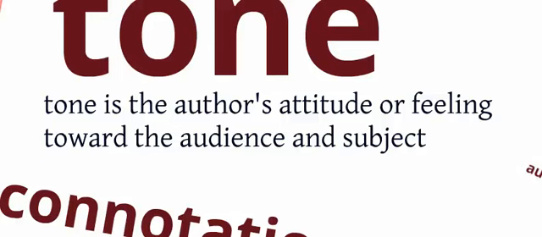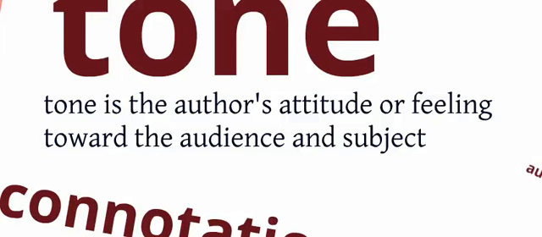Are they happy about it, excited about it? Are they angry? Are they upset? How do they feel toward the audience that they're writing to? Are they mad at that audience? Are they hopeful towards that audience? Do they want the audience to like them? And we can determine this tone by looking at connotation.